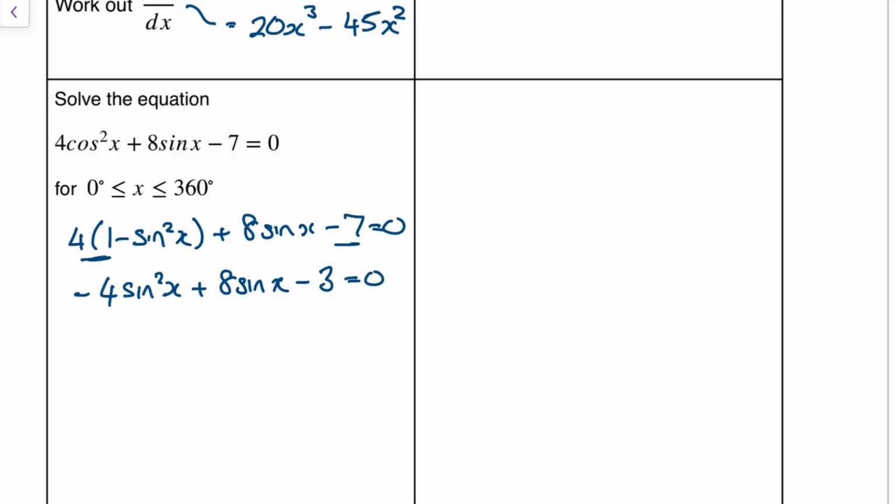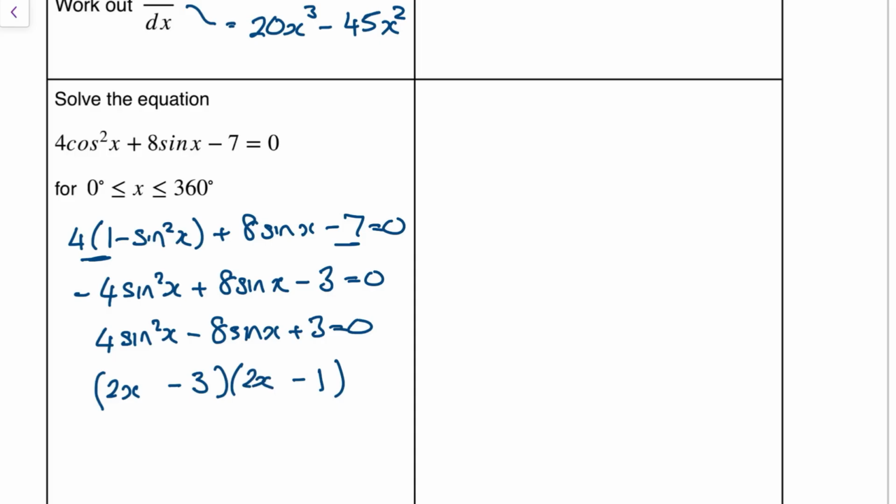Now I could actually solve that, but I'm going to tidy up because I think it looks nicer to start with a positive. So that's going to be 4 sine squared x minus 8 sine x plus 3 is equal to 0. Now, I'm just going to have a go at this because I think I'll be able to do this one. I know I'm going to probably have a 3 and a 1. Because it's a negative in the middle, they're both going to be negative. 2 times 3 is 6, and 2 times 1 is 2, and 6 plus 2 is 8, so therefore it's going to be 2x and 2x. However, remember it's not an x, it's going to be a sine x, so I'm going to replace that with a sine x.